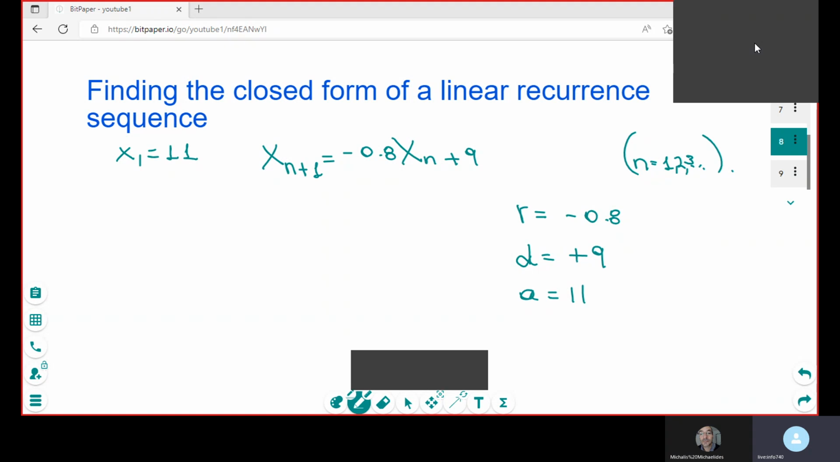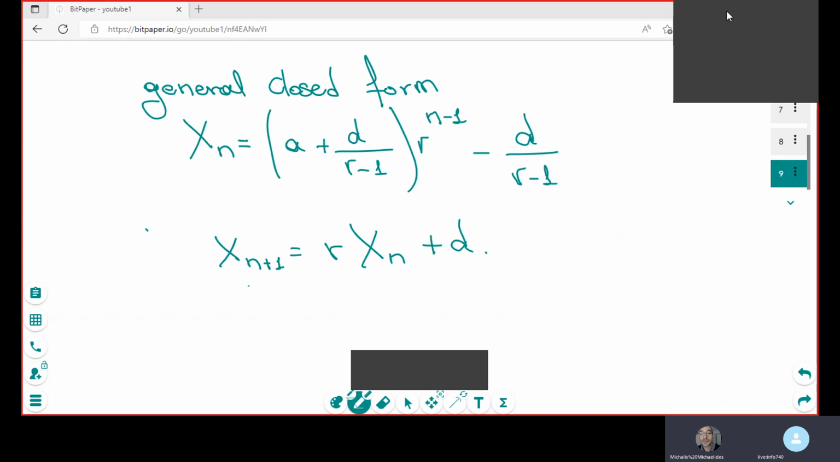In this lesson, we are going to see the methods of finding the closed form of a linear recurrence sequence. On the whiteboard, I have the rule of the sequence, which has a first term 11, and the rule is x n plus 1 is equal to minus 0.8 times the previous term x n plus 9. On the next page, I have enclosed the formula that we need to use to find the general form.